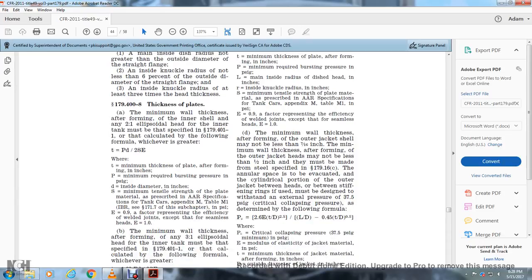The minimum wall thickness after forming the outer jacket of the shell must not be less than 7/16 of an inch. The minimum wall thickness of any form of the outer jacket must not be less than 1/2 inch. They must not be made from steel specified in 179-16C.